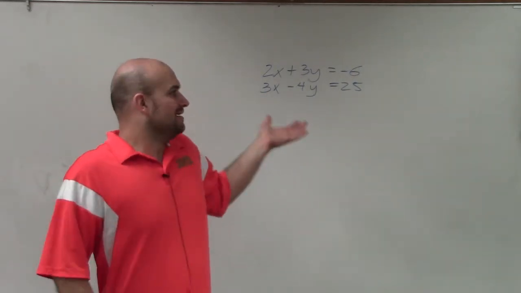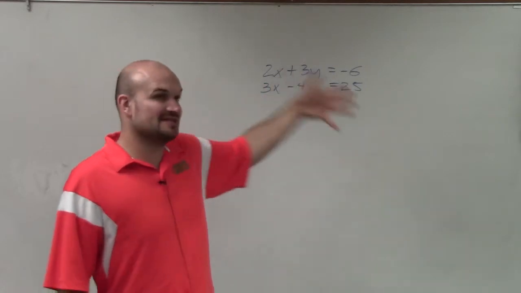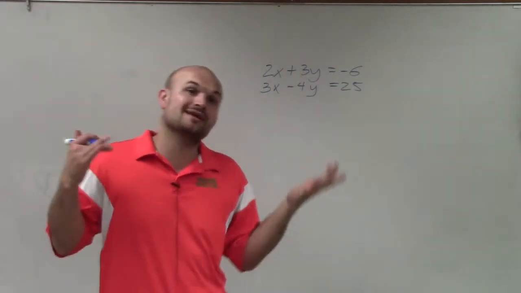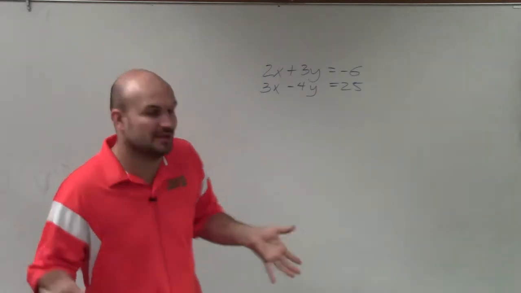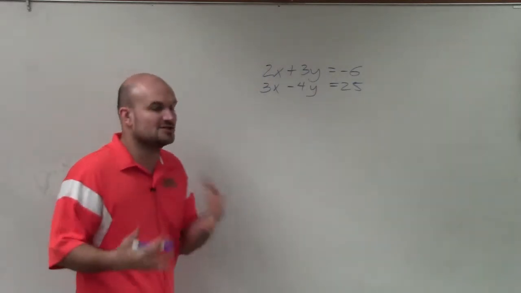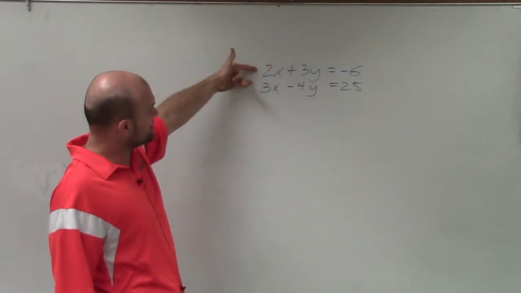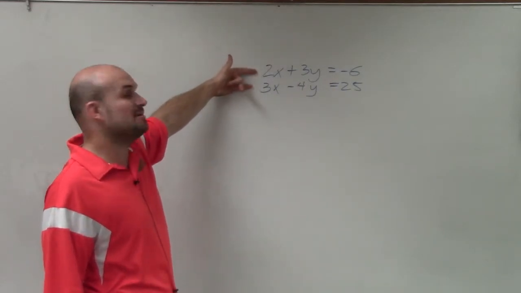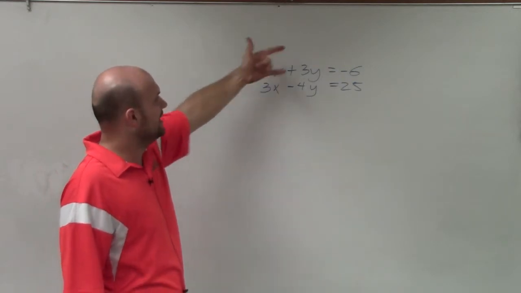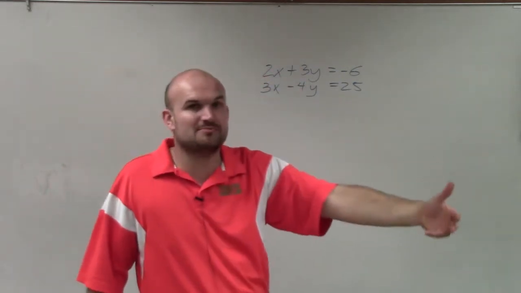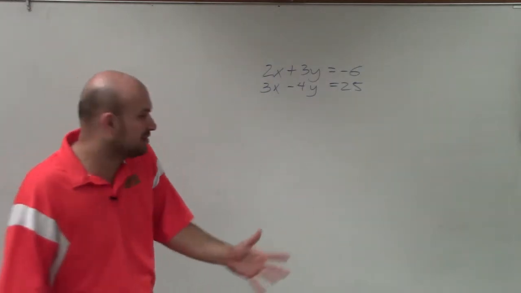To do this, we have to have the same coefficient either for our x or for our y. And one can be positive, one can be negative, or they can both be positive or both negative. It doesn't really matter because we can still solve it either way. But you can see here, 2 and 3, the common multiple for 2 and 3 is 6. And here, the common multiple is 12. Either way, I'm going to have to multiply both equations by the other number to get my common multiple.